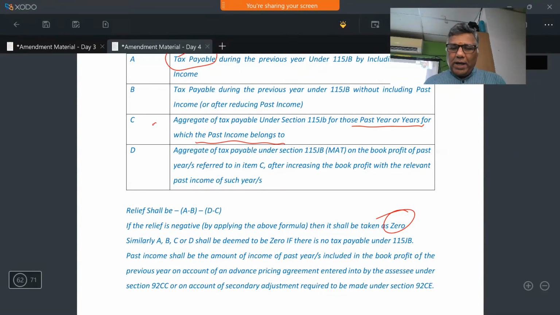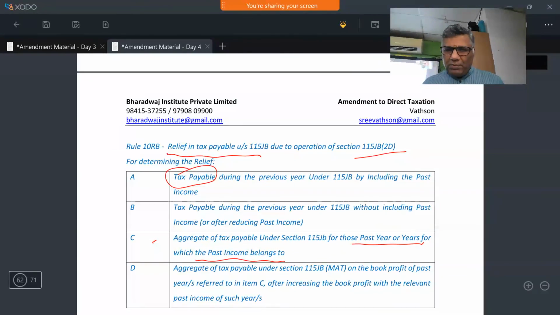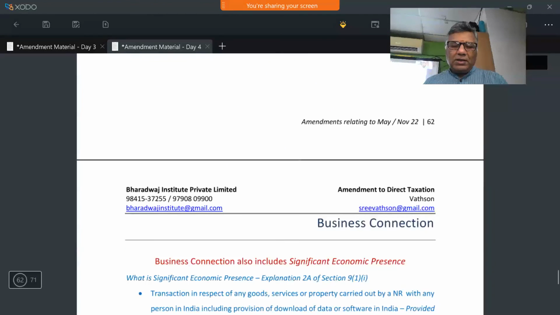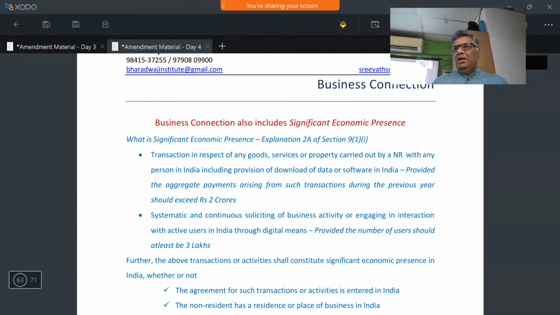For my friends who are from regular classroom, this circular came in September. I missed it out. That's why it is not there in our material. Kindly understand this. This will be part of our tax. The next biggest thing is about business.